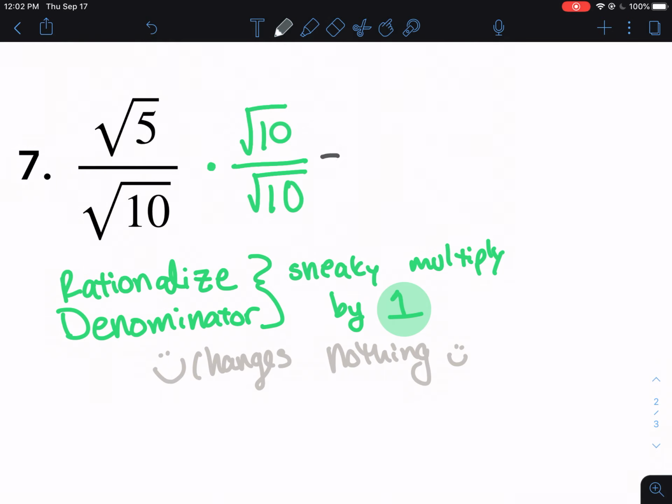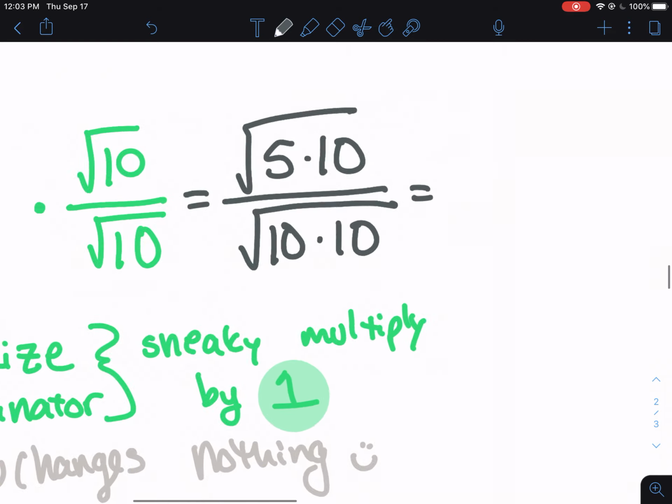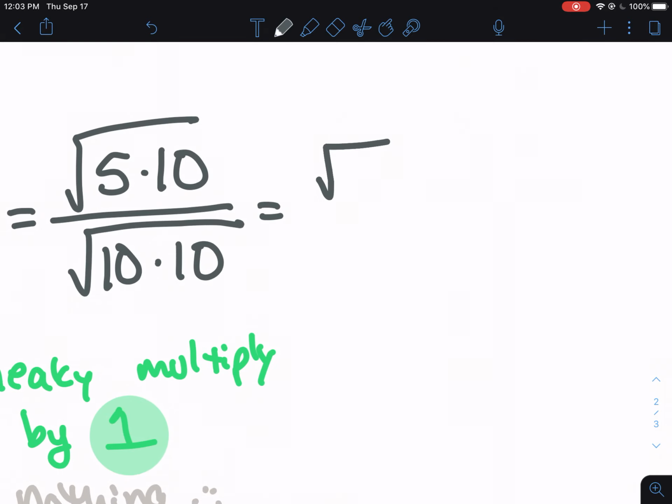Now up top, that gives me the square root of 5 times the square root of 10, which is the square root of 5 times 10. Now at the bottom, the square root of 10 times the square root of 10 is the square root of 10 times 10. Sweet! Let's keep going. 5 times 10 is 50. 10 times 10 is 100.